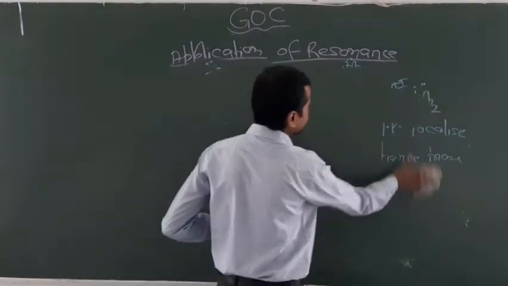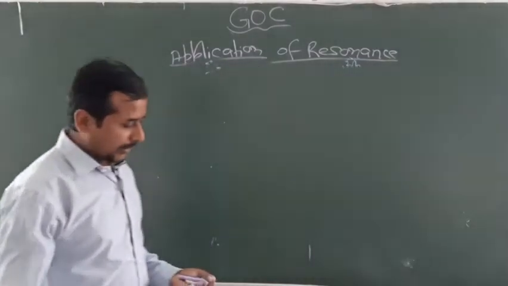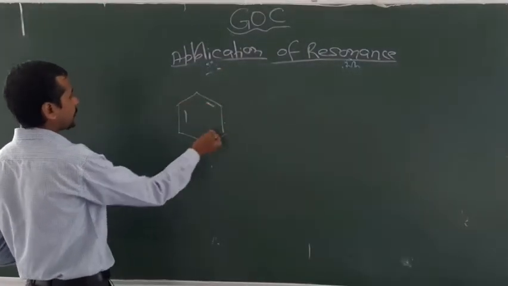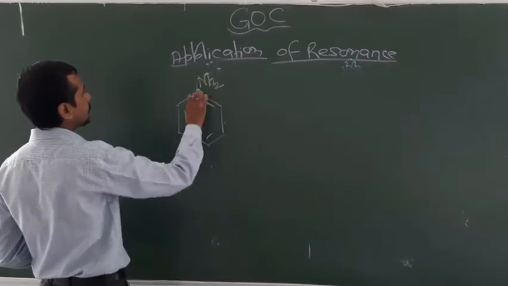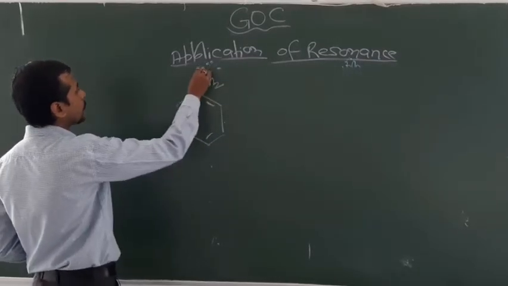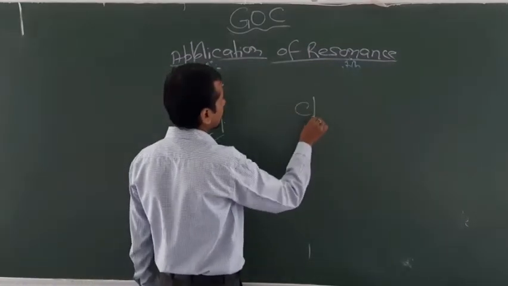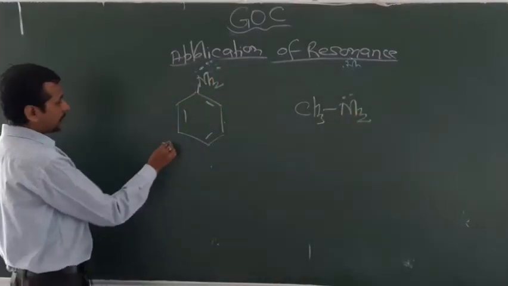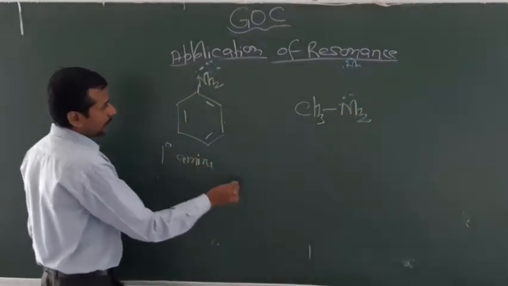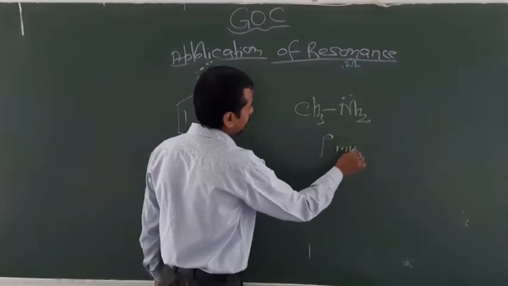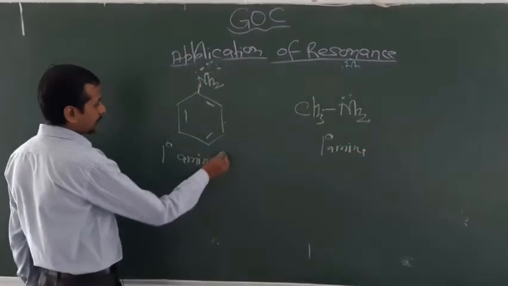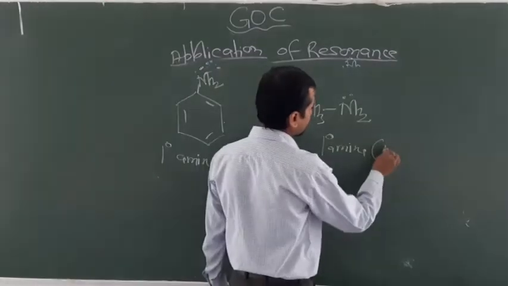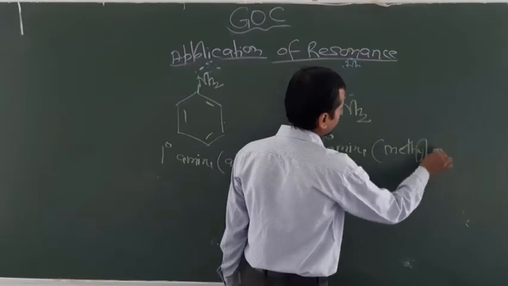One more question you can solve with the help of resonance on the basic nature of the given compound. Look at here, NH2, this has one lone pair. Now CH3 NH2 is a 1 degree amine, and this is also a 1 degree amine. This is known as aniline and this is known as methylamine.